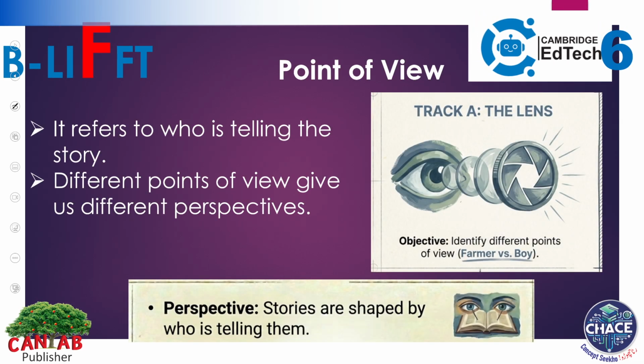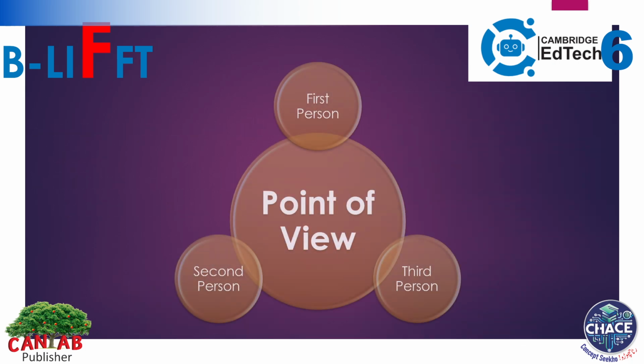What is point of view? It refers to who is telling the story. Different points of view give us different perspectives. For example, perspectives in a story are shaped by who is telling them. There are three types of point of view: first person point of view, second person point of view, and third person point of view.